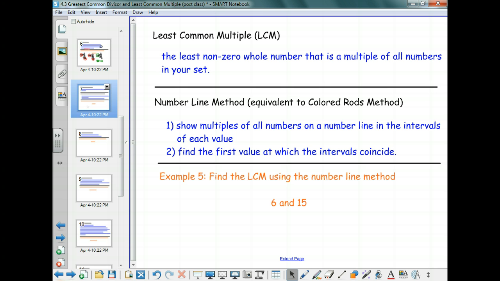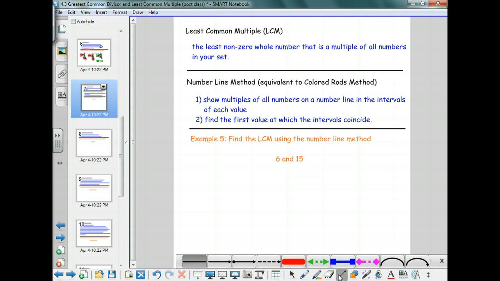Okay, so let's take a look at finding a least common multiple. There are several different approaches to this. The first one is the number line model. It's equivalent to a colored rods method. It's another one that your book talks about, that's why I bring it up. So I wanted you to know that if you see it in your book or in another book, these are the same kind of method. What this does is it shows multiples of all numbers on a number line in intervals of each value, and then it finds the first value where the intervals coincide. So let me show you what this looks like, and we're going to do it from the number line model.